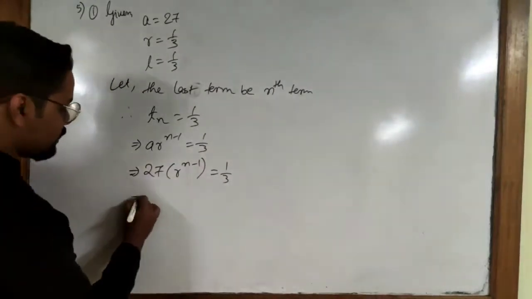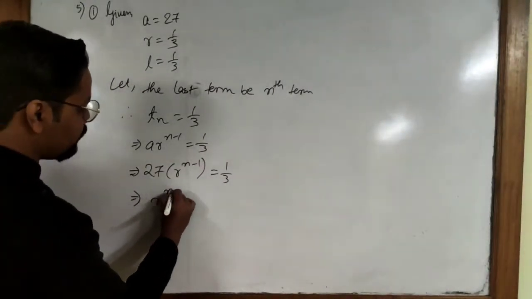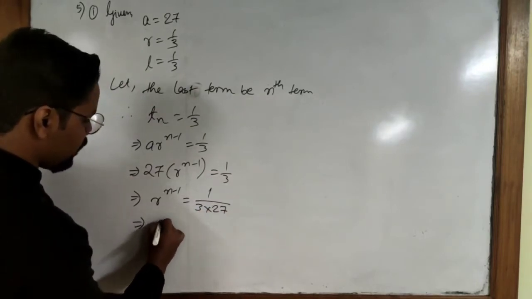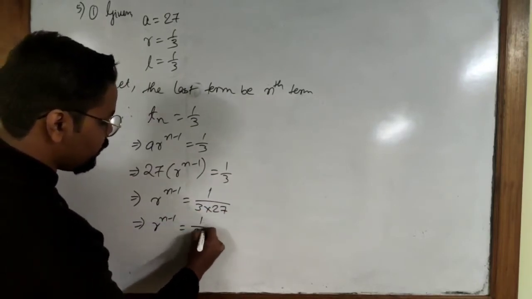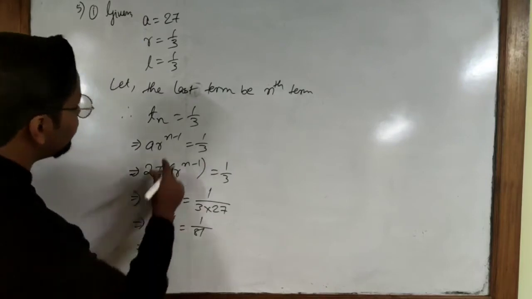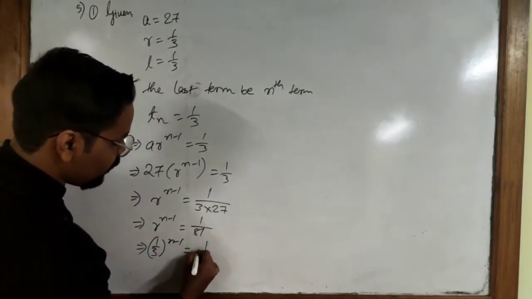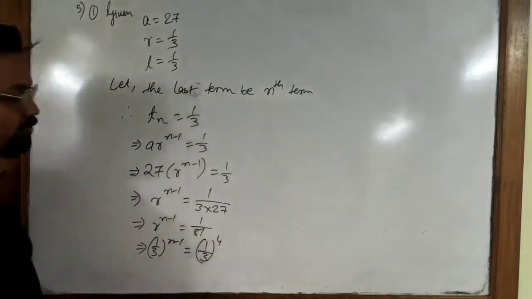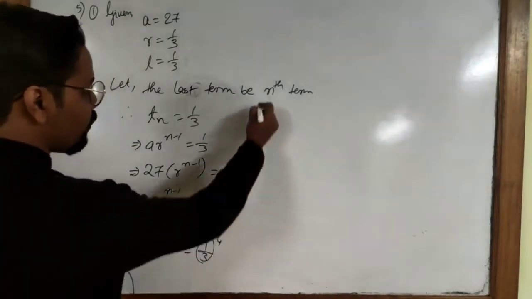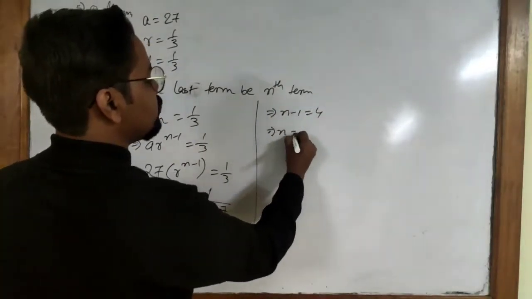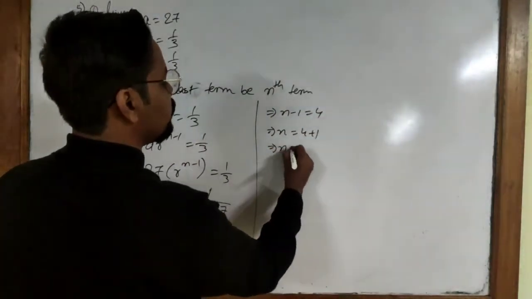So let's take 27, change the side. So r to the power n minus 1 is equal to 1 by 3 into 27, that is r to the power n minus 1 is equal to 1 by 81. So r is 1 by 3. We have (1 by 3) to the power n minus 1, and 1 by 81 can be written as (1 by 3) to the power 4. So bases are same, so powers will be equal, which means n minus 1 equal to 4. So n is equal to 4 plus 1, that is n equal to 5.